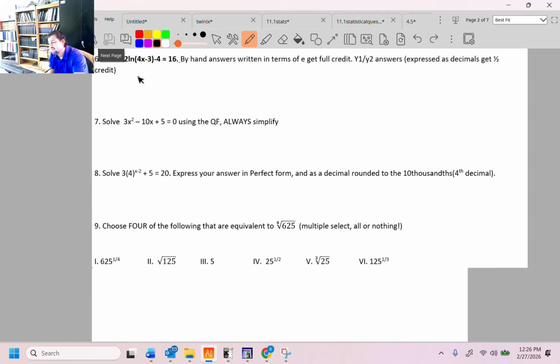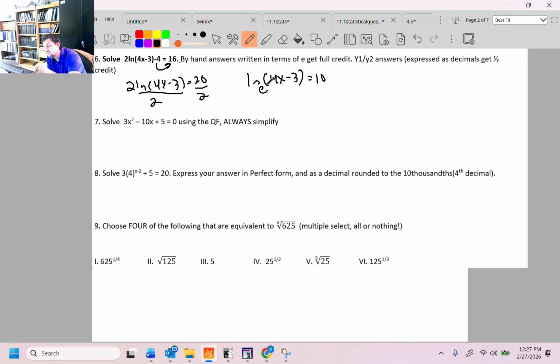It went bad for some of y'all, bro. We're going to add 4. We're going to do the easy stuff. 2 natural log of 4x minus 3 is 20. We're going to divide out that 2. I don't understand why we can't do this, but apparently we can't. It's just too hard for us. We must have to have a mental break, us poor little things.